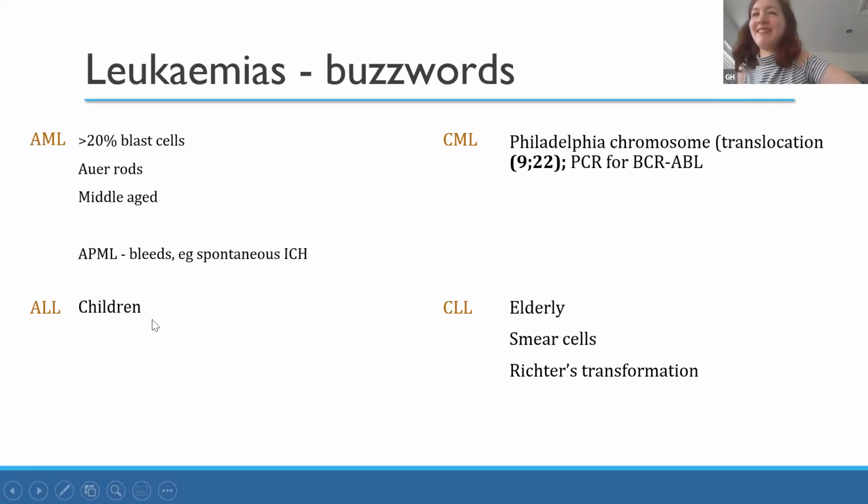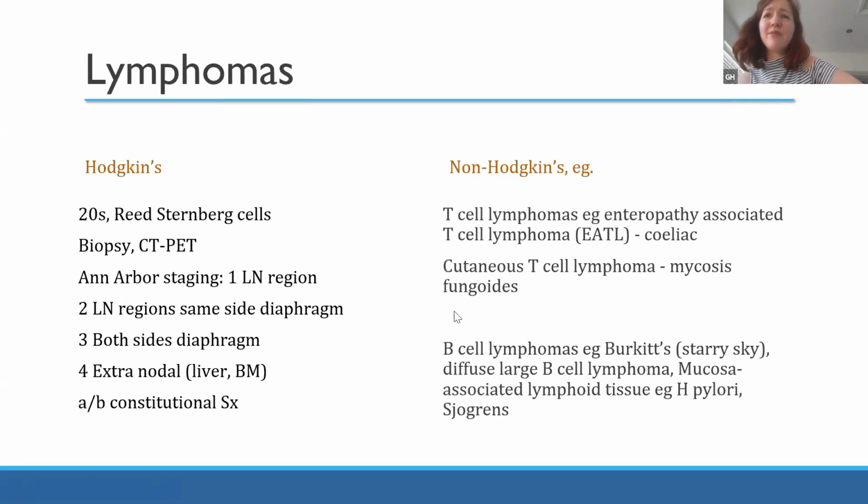Otherwise, with ALL, it's in children and things like that. For CLL, there's Richter's transformation, the fact that a lot of people with CLL can transform into Hodgkin's, but that's a very fine print thing. I wouldn't worry about that. These are my notes, as I said, very briefly, about the different types of non-Hodgkin's lymphomas.